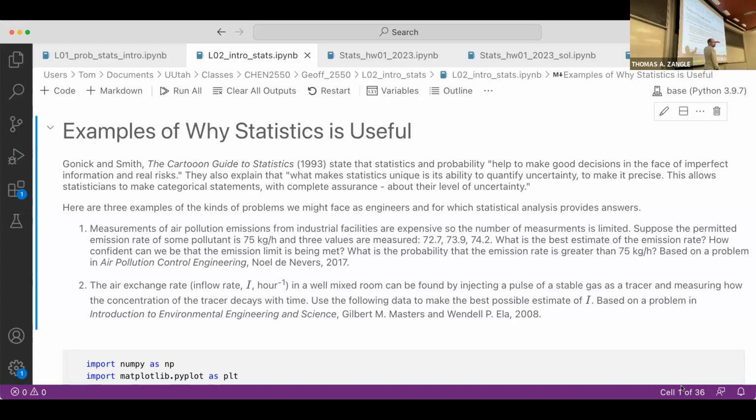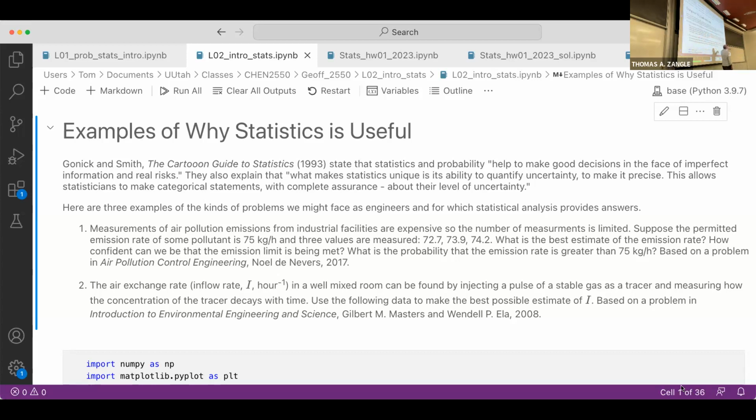All of them are below that limit, right? All of them are below that critical limit of 75. But from this, what would we estimate is the actual emission rate, and how uncertain are we, right? How likely is it that the emission rate is actually greater than that 75 kilograms per hour, right?